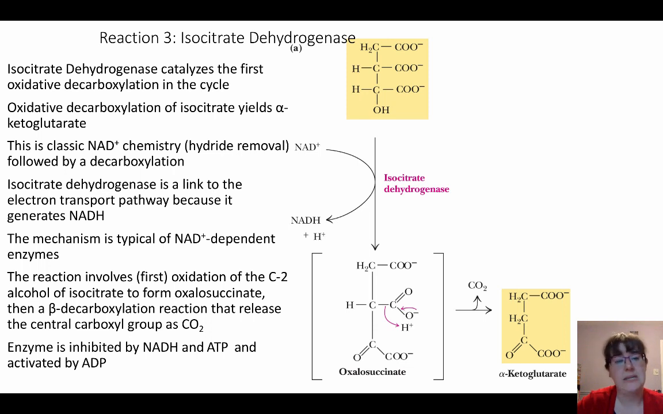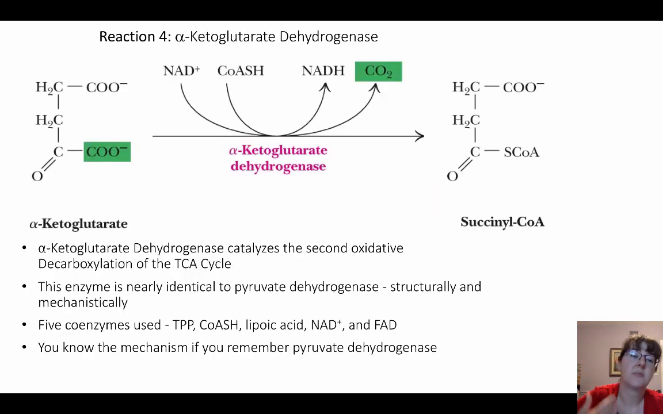This enzyme can also be inhibited in a feedback loop from NADH. It's also inhibited by ATP, but activated by ADP. Reaction 4, we're going to take alpha-ketoglutarate to make succinyl-CoA. So this is alpha-ketoglutarate dehydrogenase. This is going to catalyze the second oxidative decarboxylation of the TCA cycle.